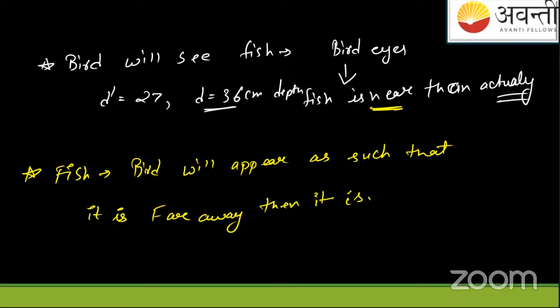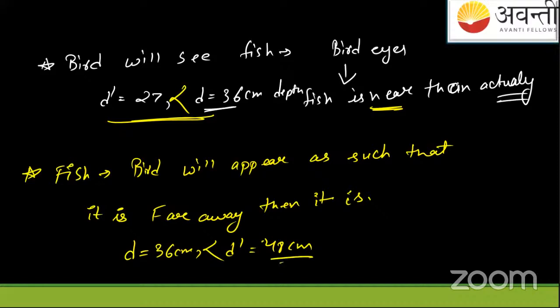Okay, so if we write the distances here: D for the bird is 36 centimeters, so it's appearing far away. Apparent is greater than this. In water it's less, you can see this, but here it is greater. D dash is greater, equal to 48 centimeters. So this is the beauty of this refraction process.